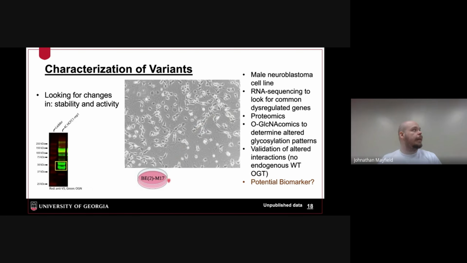So we're making, I think it's 13 different variants into the cell line. They include about half catalytic and half TPR, so we've kind of got a spread of mutations. And then we're going to repeat those experiments looking for a common set of genes.